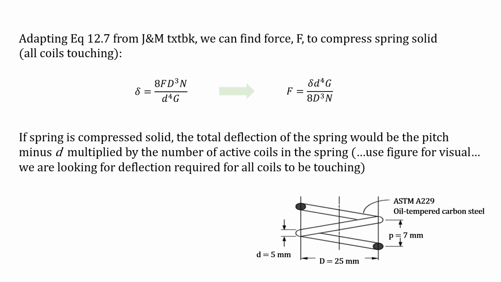So if a spring is compressed solid, the total deflection of the spring would be the pitch minus the little diameter multiplied by the number of active coils in the spring. So if we just visualize that all those coils are being compressed together, so all the ends of the coils are basically touching, then we can see that if that pitch value goes closer to 0, we're not actually going to ever have a pitch of 0. We're going to have that diameter, because the pitch is measured to the center of the curves in the coils. So our total deflection is actually going to be the pitch minus that small diameter value.